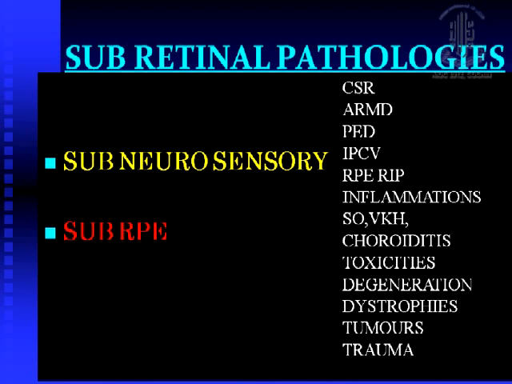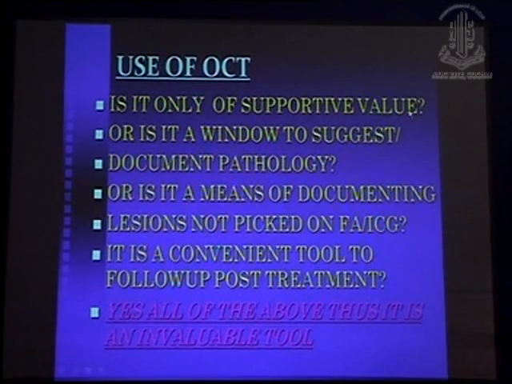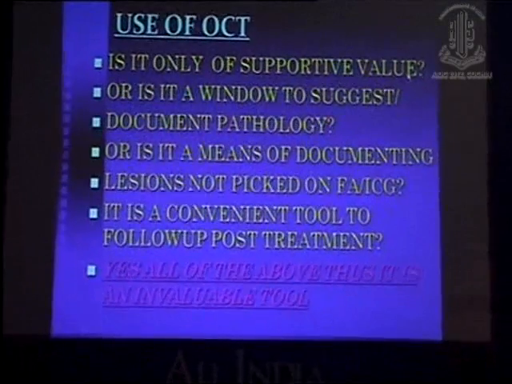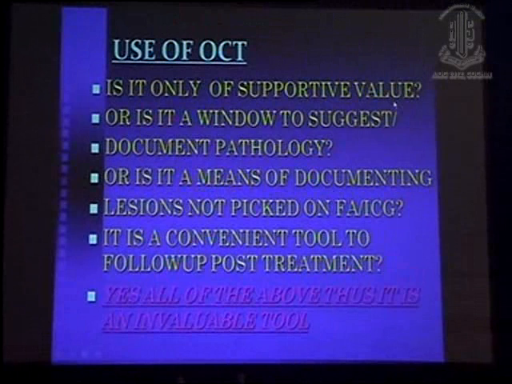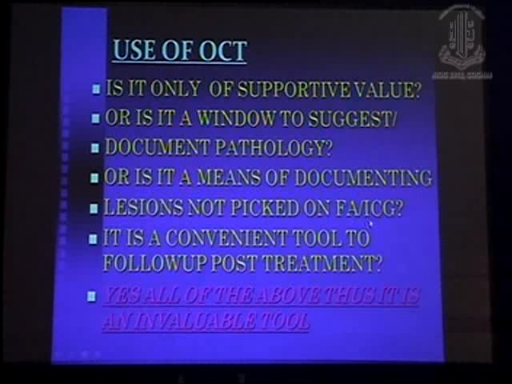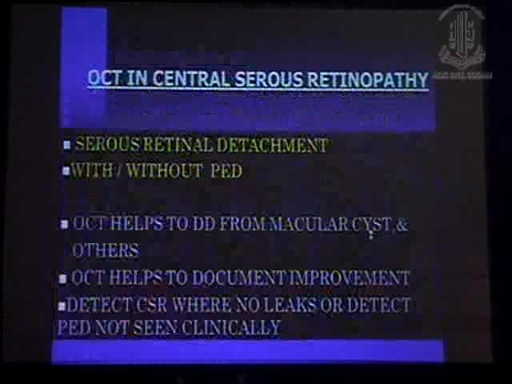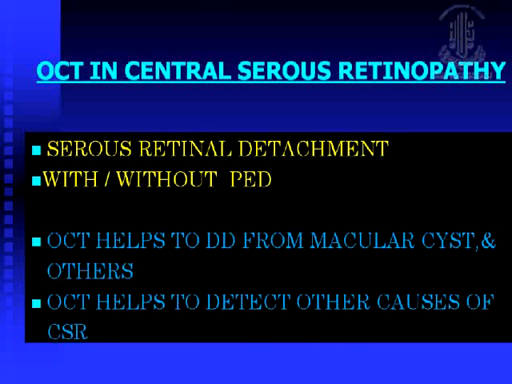It is not possible to cover all this in 10 minutes, but I will try to run over fast and show you whatever is feasible. Now, what is the use of OCT? Is it only of supportive value to our other investigations? Or is it a window to suggest or document pathology? Or is it a means of documenting lesions not picked up on fluorescein angiography and ICG? Or is it a convenient tool to follow up post-op treatment? The answer would be yes, all of the above. Thus, it is an invaluable tool in the present day scenario.